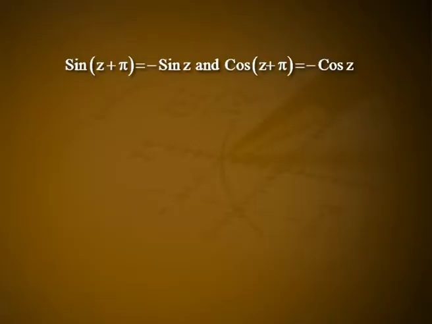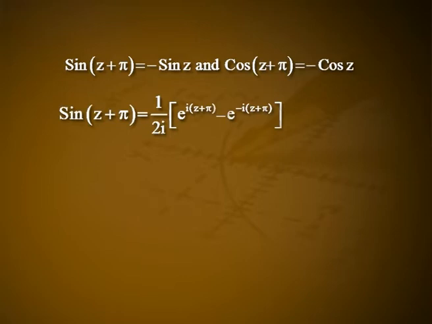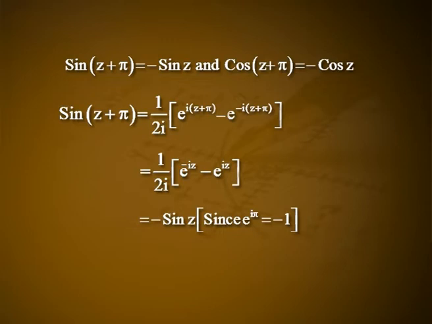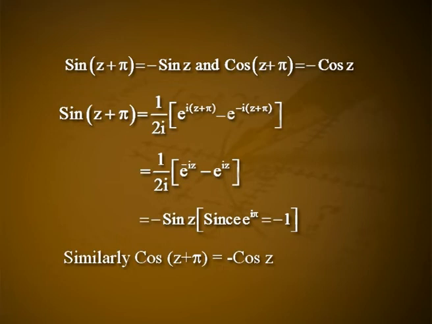It can be noted that sin(z + π) = -sin z, and cos(z + π) = -cos z. Consider sin(z + π), which is equal to 1/2i times [e^(i(z + π)) - e^(-i(z + π))], which is equal to 1/2i times [e^(-iz) - e^(iz)], which is equal to -sin z, since e^(iπ) = -1. Similarly, cos(z + π) = -cos z.